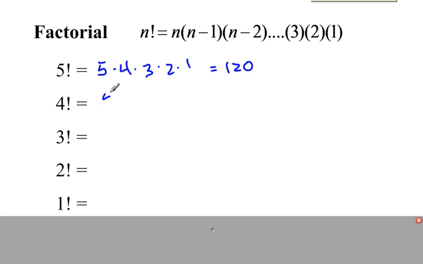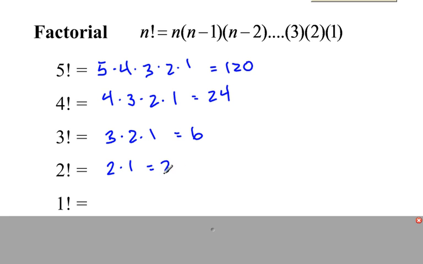If I'm working with 4 factorial, 4 times 3 times 2 times 1, so that's 24. 3 factorial, 3 times 2 times 1, which is just 6. 2 factorial, 2 times 1, simply 2. And 1 factorial is just 1.